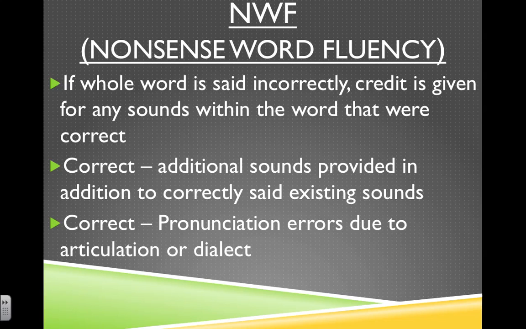You'll also mark something correct if the student provides additional sounds in addition to the correctly said sounds. So in other words, the nonsense word is there, they say the entire word correctly, and they add on an extra sound. That's okay, you're still going to mark it correct. You're going to pretend like they didn't make that extra sound. You're also going to mark something correct if they have any kind of pronunciation errors, if it's due to articulation or dialect.